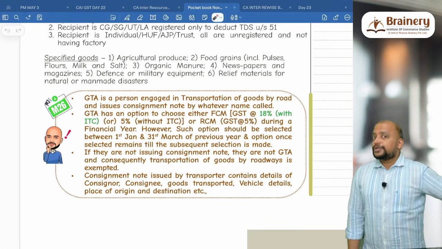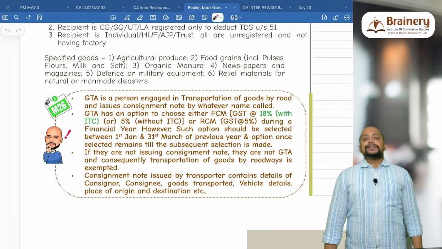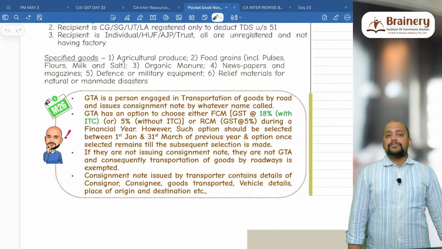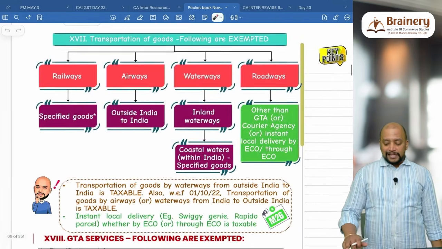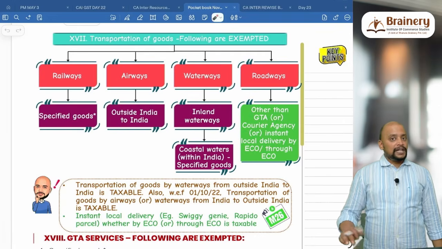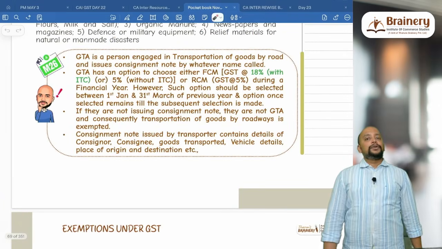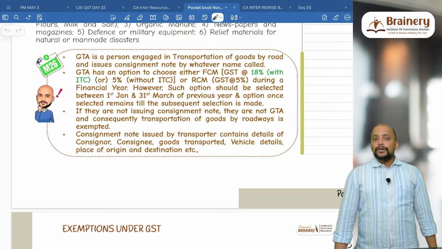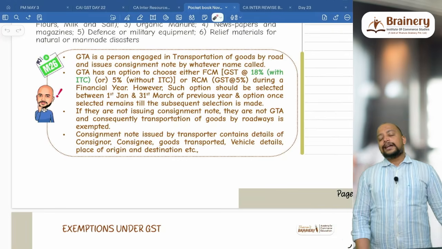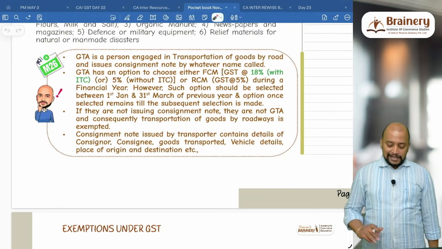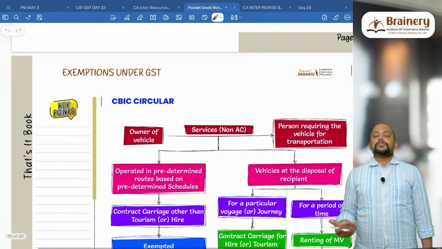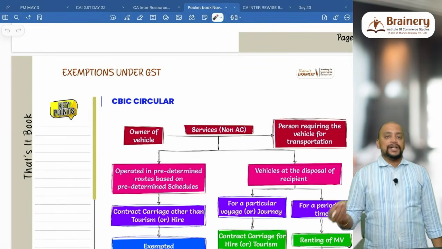Suppose if they are not issuing consignment note, they are not called as GTA, other than GTA, and it may be exempted. Because we have other than GTA, courier and instant local delivery, that is exempted under that particular category. What does consignment note contain? It contains the details of goods, vehicle number, and consignor details, consignee details, etc. And the other name for consignment note is BILTY, B-I-L-T-Y.